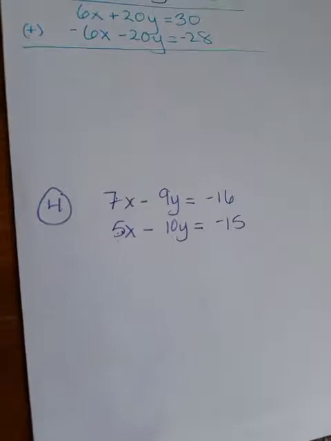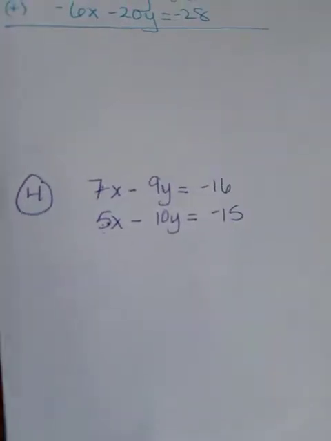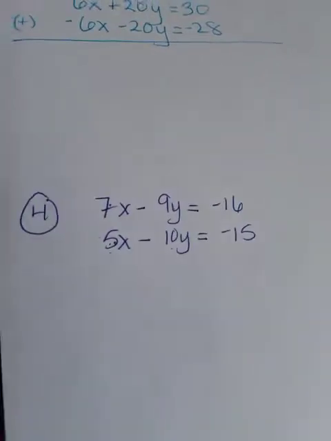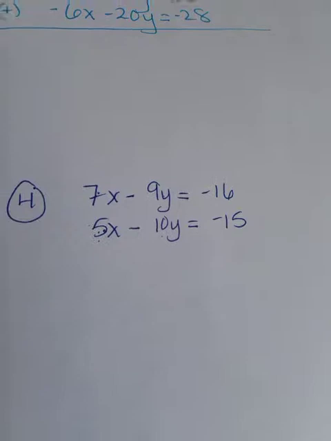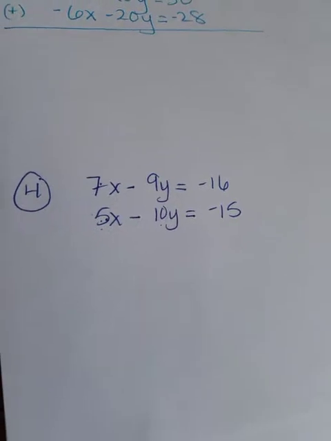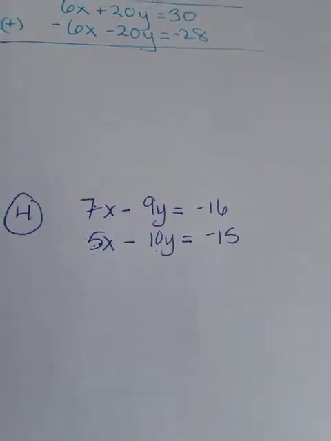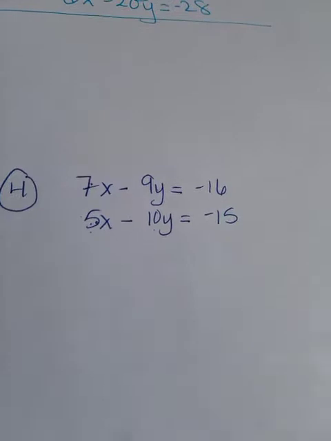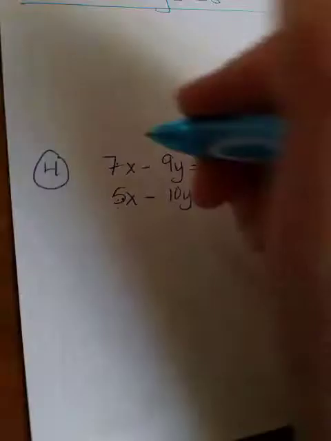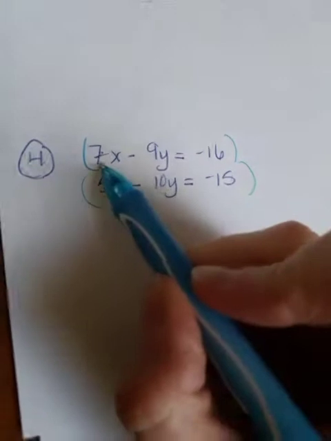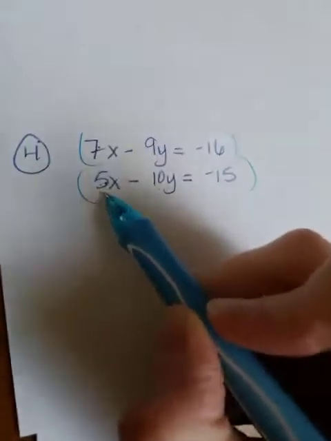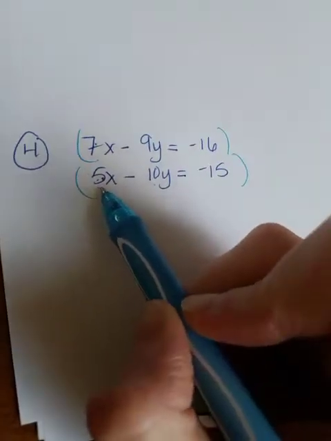get 10. So this is a situation where you're going to have to multiply both equations by some number. And you have to choose which variable you would like to get rid of. I'm going to choose to get rid of the x. Okay? And so if I'm going to get rid of the x, that means this number here and this number here, they have to be opposites.